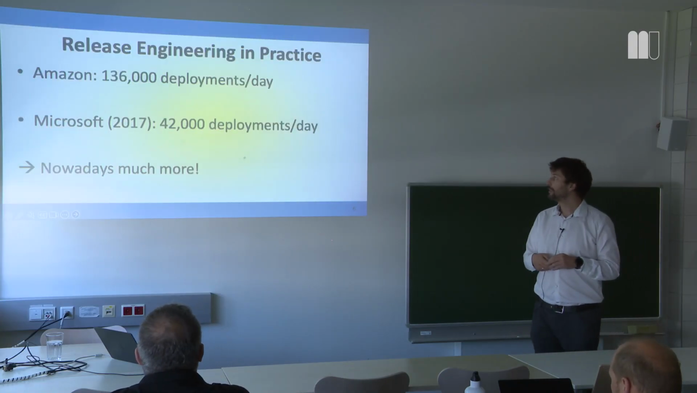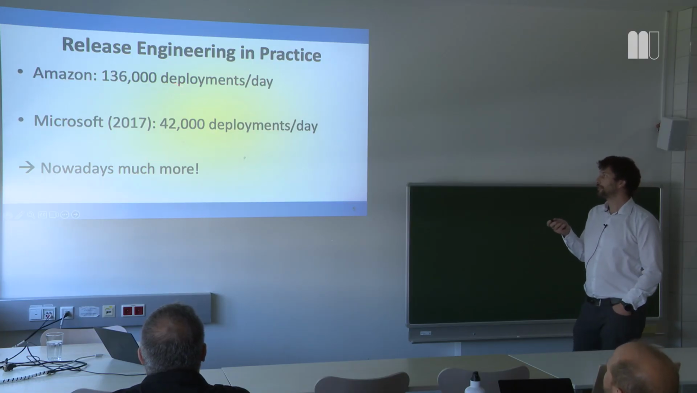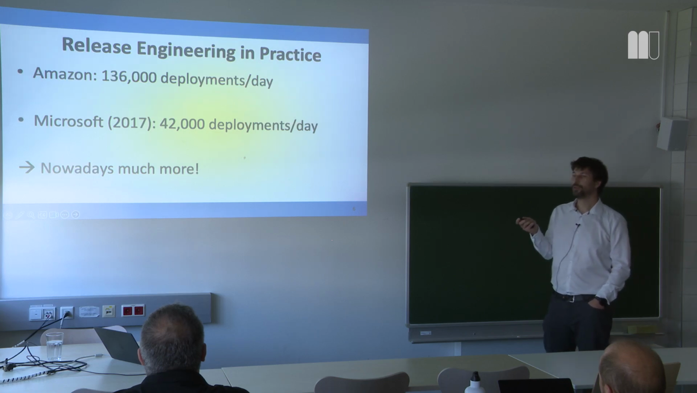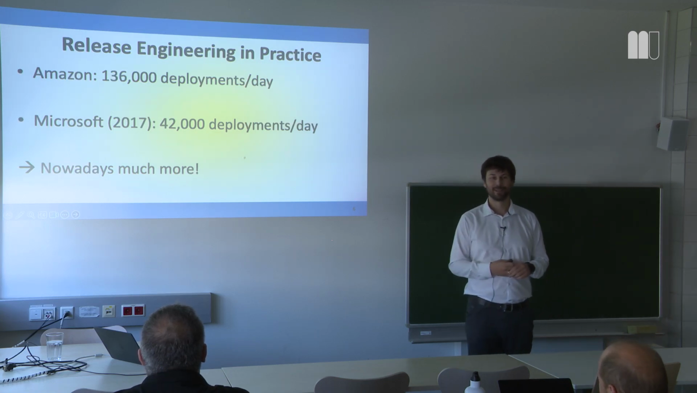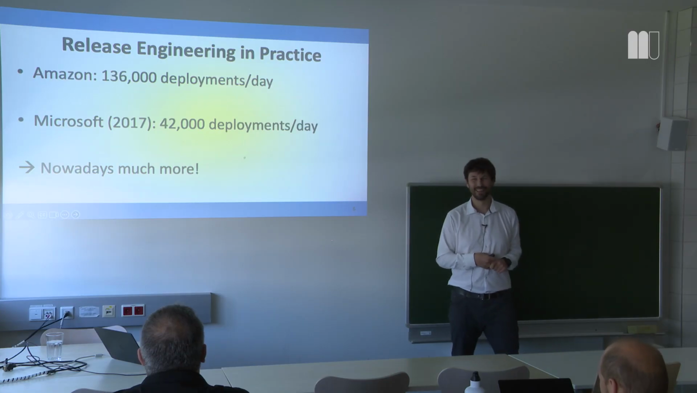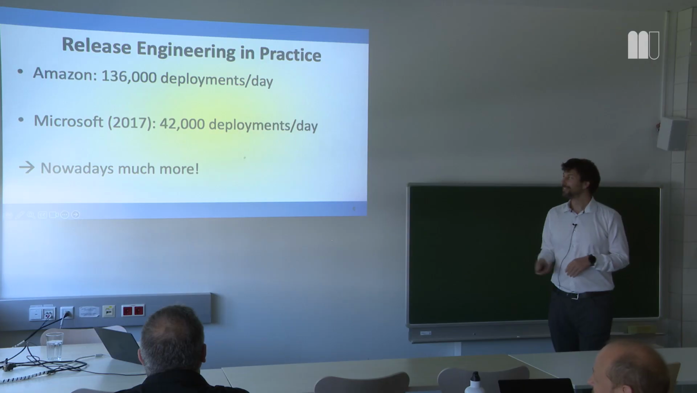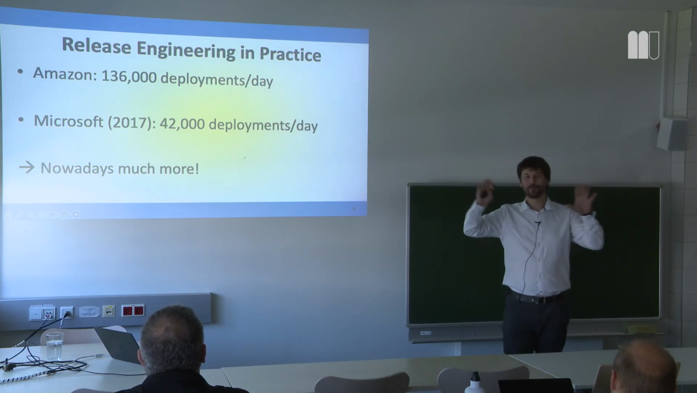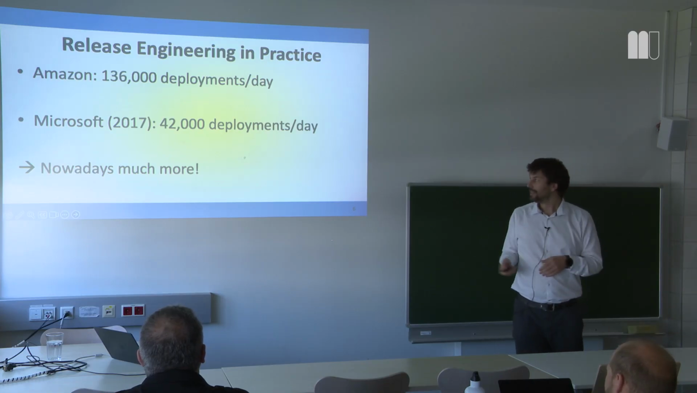Speaking in numbers, Amazon, for example, estimated a couple of years ago already that they had about 136,000 deployments per day. Does anyone know out of memory how many seconds a day has? 80,000 something. It's 86,400. So it's more than one deployment per second for Amazon. Of course, that is for their whole platform, not only for what we see at Amazon, but that's quite a lot.